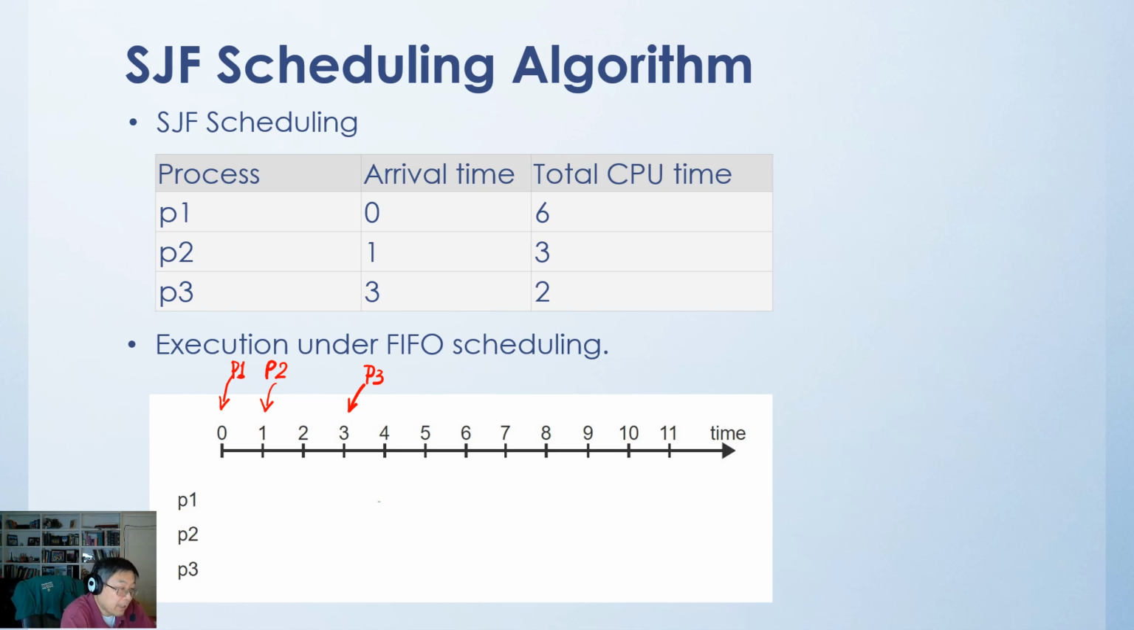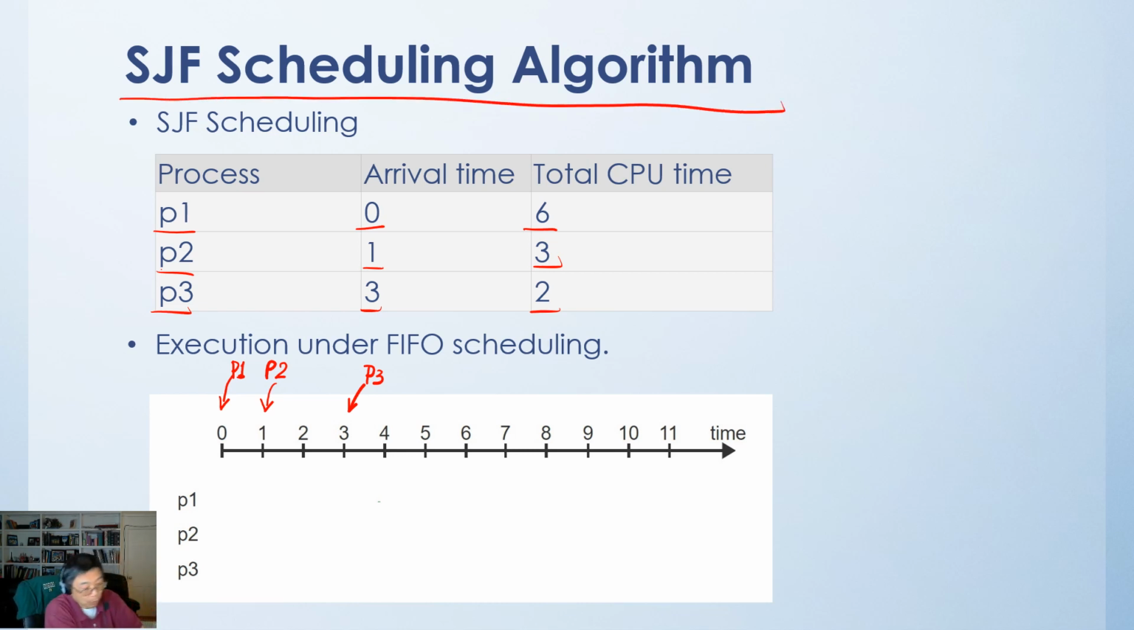Now let's use the same example that we used in the previous slide. We continue to talk about these three processes, process 1, 2, and 3. The arrival time is 0 for process 1, the total CPU time is 6. For P2, arrival time is 1, total CPU time is 3. And for P3, the arrival time is 3, the total CPU time is 2. It's the same example as the first example used for FIFO. Remember, now we use the SJF scheduling algorithm, not FIFO anymore.